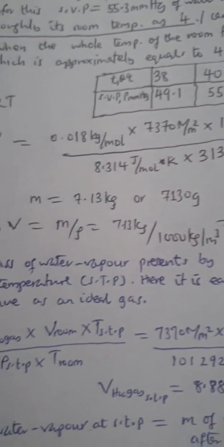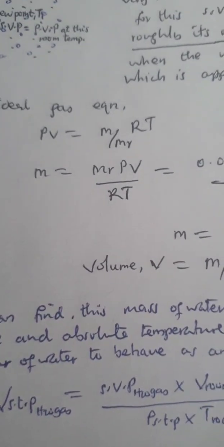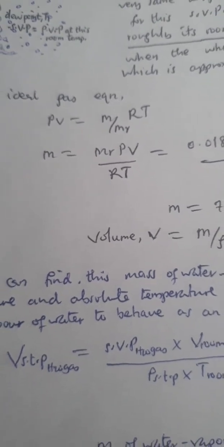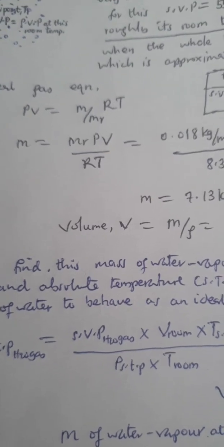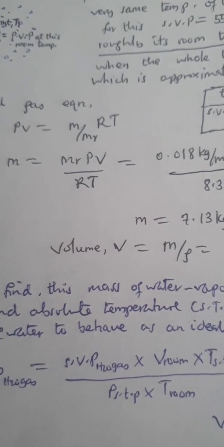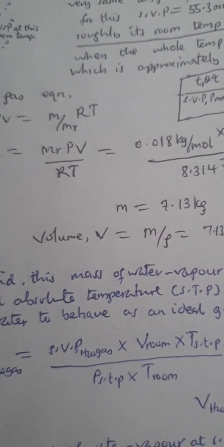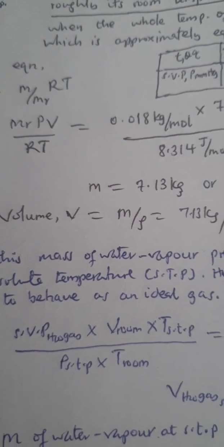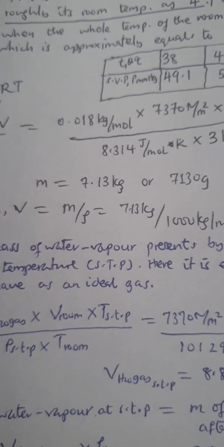Now, from our ideal gas equation, when you assume this saturation vapor pressure obeys the ideal gas equation, our mass will be equal to the molecular weight of the water, saturation vapor pressure, and volume of the room, divided by the gas constant times the absolute temperature of the room, and our mass is equal to 7.13 kilograms.